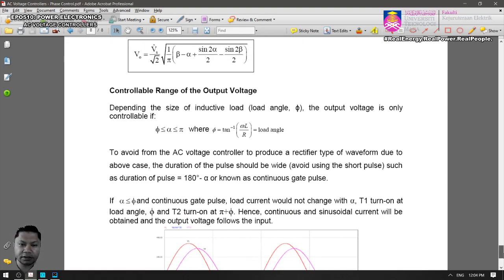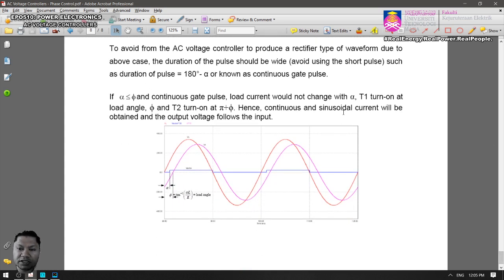Okay, so that is known as the controllable range of the output voltage. Depending on the inductive load, the output voltage is only controllable if alpha is in between the load angle and pi. And to avoid the AC voltage producing a rectifier type of waveform due to the above case, the duration of the pulse should be wide. Avoid using the short pulse. You have to provide a wide pulse such as duration of pulse 180 degree minus alpha, also known as a continuous gate pulse.